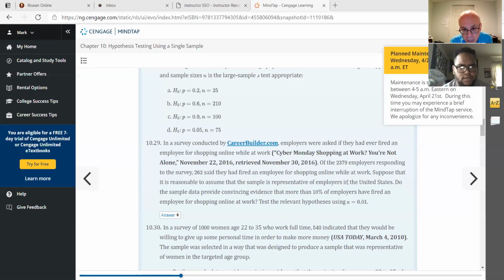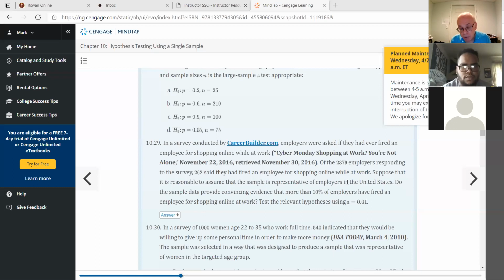Is it the 262? What's 262 referring to? The number of employees fired? Well, no. 262 is not the number of employees fired. What's 262 referring to? It's the number of employers who said they fired someone. That's right. It's the number of employers who answered on the survey that they have fired an employee for shopping online at work. Now, what's the 2379 representing?